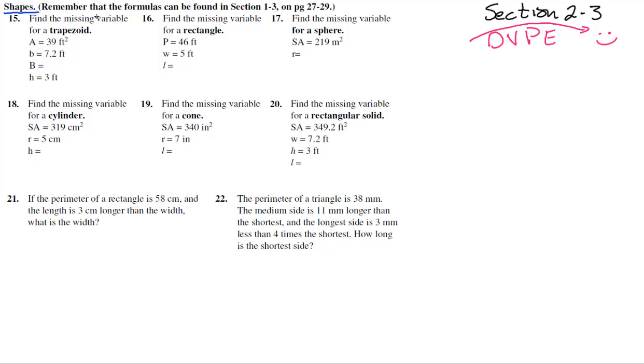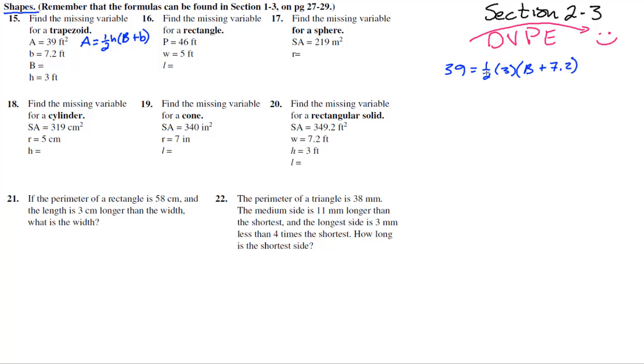So for this, remember the formula for a trapezoid? Yeah, we have to look that up, and the formula is 1/2 times the height times the big base plus the little base. And that's really the average. 1/2 of these two is the average of those. So let's stick those in. Let's do that over here. We have 39 equals 1/2 times the height, which is 3, times big B plus little b, which is 7.2.